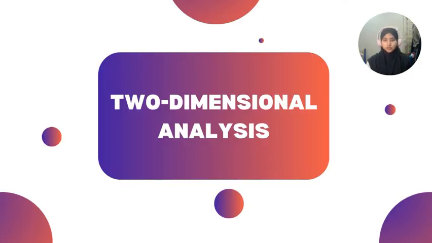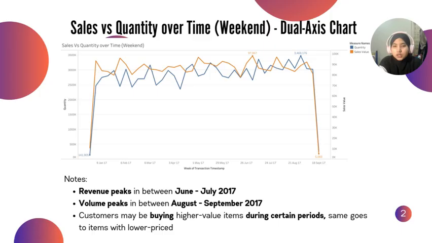Now this section introduces the two-dimensional analysis, where we compare two variables at the same time to identify deeper sales patterns. The first is sales versus quantity over time by weekend in a dual axis chart. This chart compares sales value and quantity over time on weekends. We can see that revenue peaks between June and July 2017, while quantity peaks between August and September 2017. This suggests customers buy high-value items during certain periods.